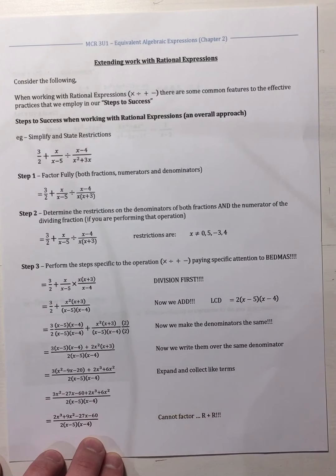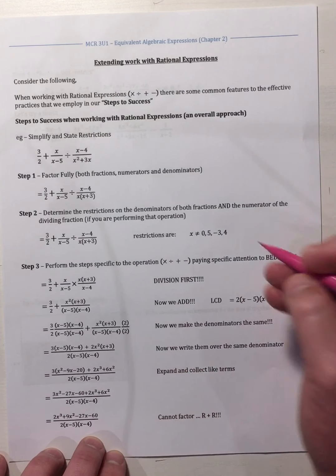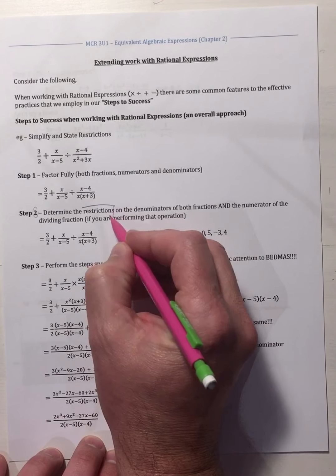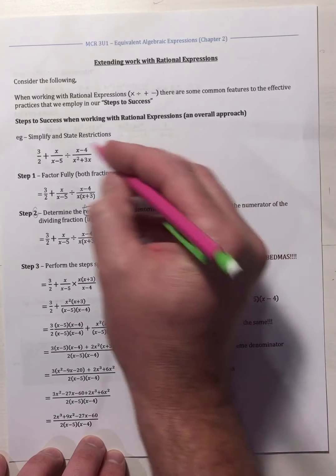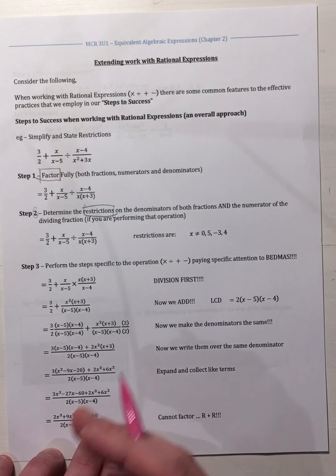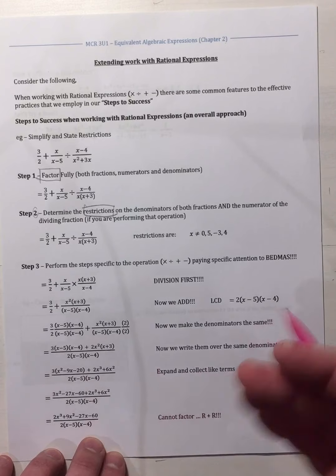And you've noticed that for every single one that we've been doing, whether it's simplifying, multiplying and dividing, or adding and subtracting, we have been factoring first. What that allows us to do is two things, but it really allows us to do step two, which is determine the restrictions. So first step is factor. Second step is state the restrictions. When you factor, you can state the restrictions much more easily because you can see what the restrictions are, especially in the denominator.